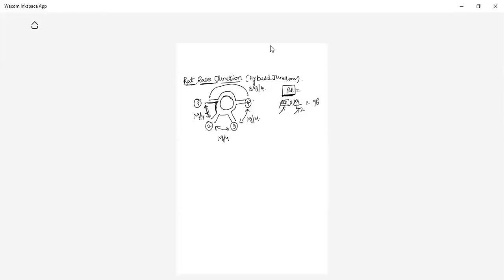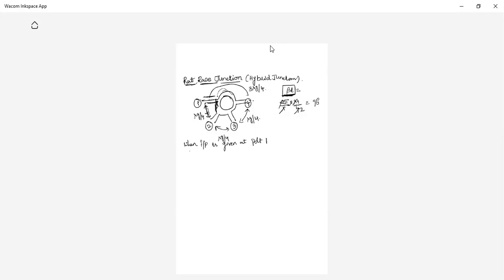Okay, so the operation of this rat race junction, when you observe carefully, is this: when input is given at port 1, I'm talking about port 1, I applied the input at port 1, it is divided equally in port 2 and port 4. What I mean to say is, the given input is divided equally in the clockwise port as well as in the anti-clockwise port. What is the clockwise port here? Here 2 is the clockwise port. What is the anti-clockwise port? 4. It is divided equally in 2 and 4.